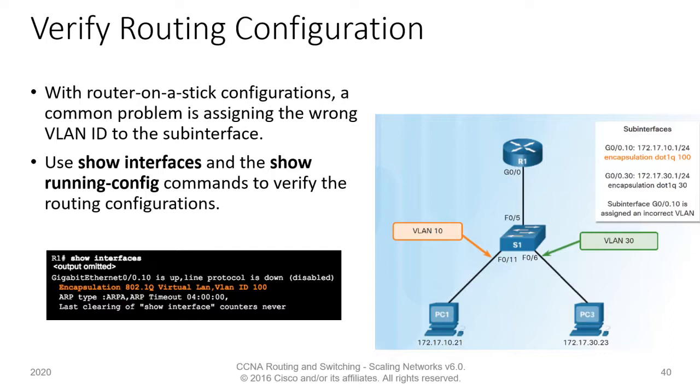Then with router on a stick configurations, a common problem is about the VLAN IDs that are assigned to the subinterfaces. We can again go into the interfaces and see the configuration about what specific VLAN ID is being assigned to that particular subinterface. Again, we need to assign those subinterfaces appropriately to fix that problem.